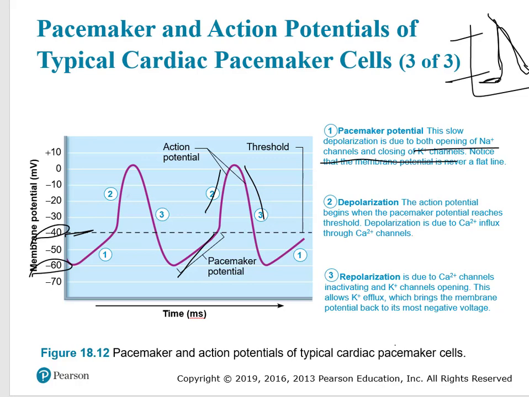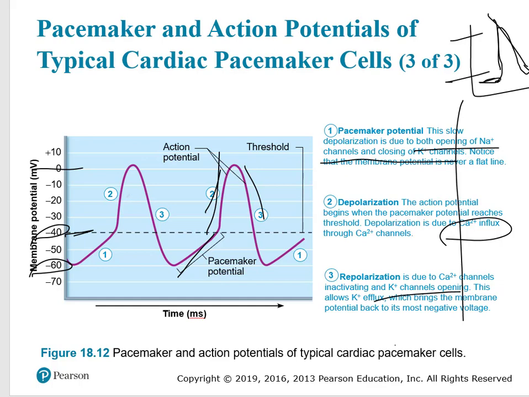Once the threshold is reached, then starts the peak of depolarization, which is due to the opening of calcium channels that causes the calcium influx and depolarization. And then once it reaches the positive, it goes to the repolarization phase, where the calcium channels close and the potassium channels open, leading it back down to its resting state briefly, only to start the pacemaker potential once again. So you might want to know all of these three phases of the action potential of a typical cardiac pacemaker cell that happen in your heart.